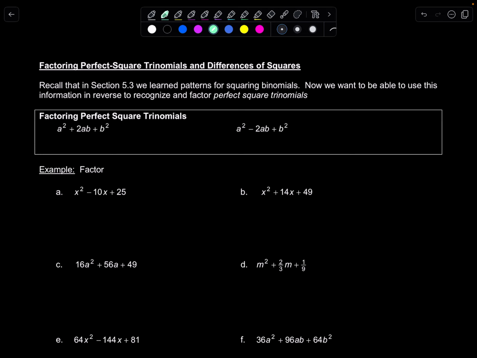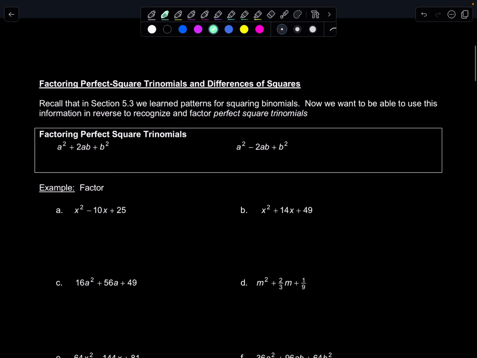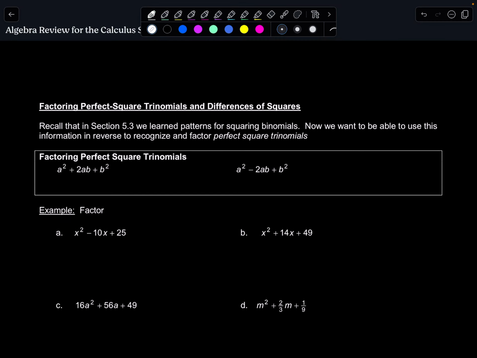So the first thing we're going to focus on is factoring perfect square trinomials. And previously, hopefully you've learned a pattern for squaring binomials. If not, I'll show it to you really quickly. If you have a plus b quantity squared, you could write it out twice and then FOIL. But it's helpful just to know that the pattern always works out to a squared plus 2ab plus b squared.